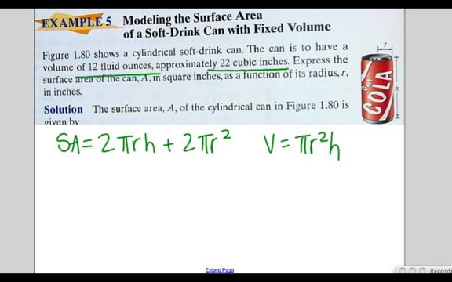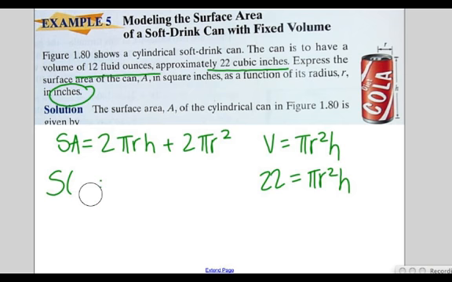Now, we want to be dealing with cubic inches here, the radius in terms of inches. So let's use that 22 cubic inches for our volume. I want the surface area to only have the radius. I want the variable to be r, radius, in terms of the radius. So I need to get rid of the height. So I'm going to go ahead and solve for h in this volume formula. So we get 22 over pi r squared is my height. I'm going to go ahead and plug that in to my surface area equation.